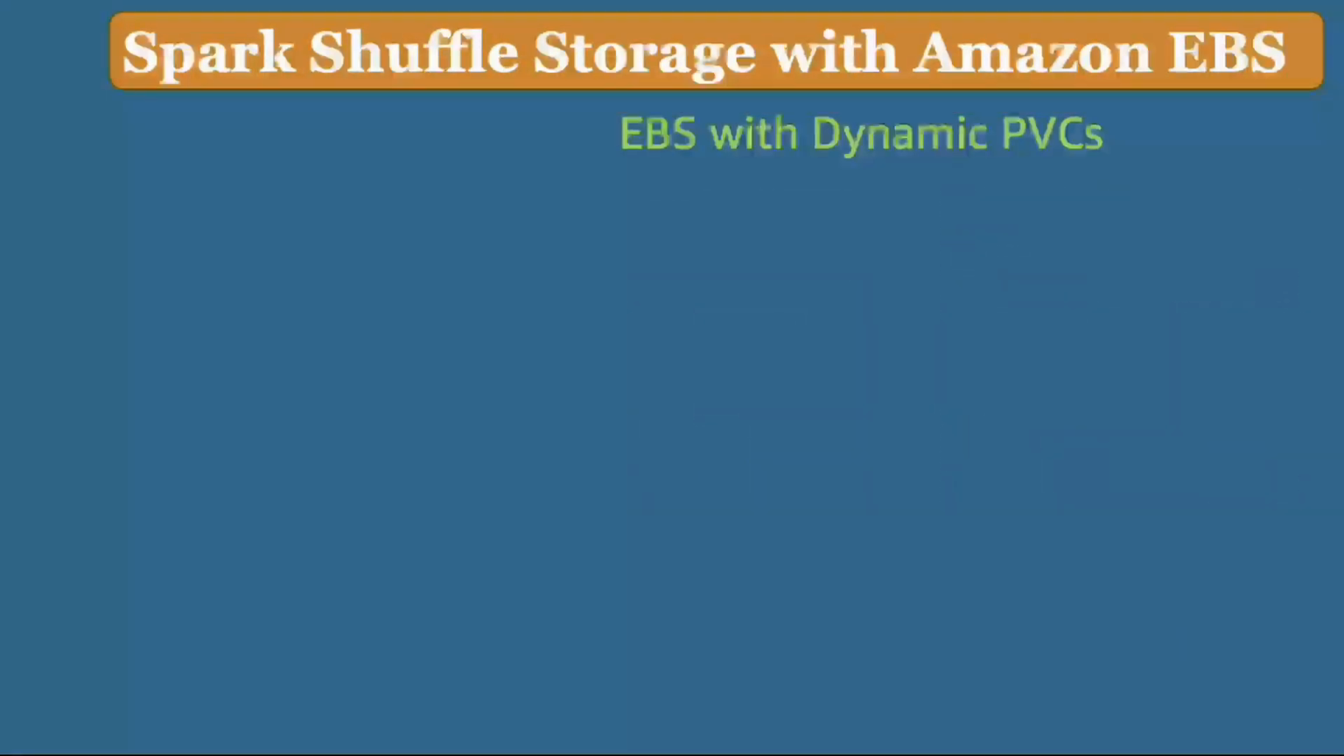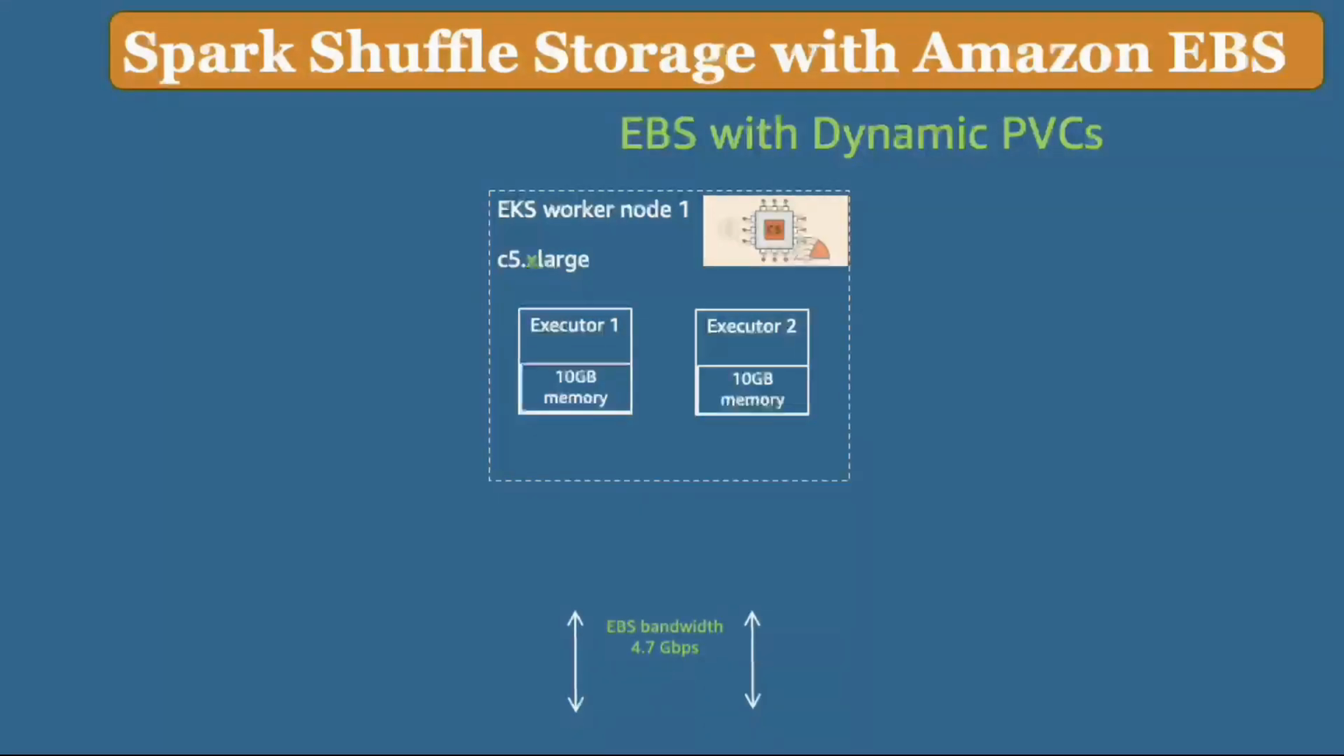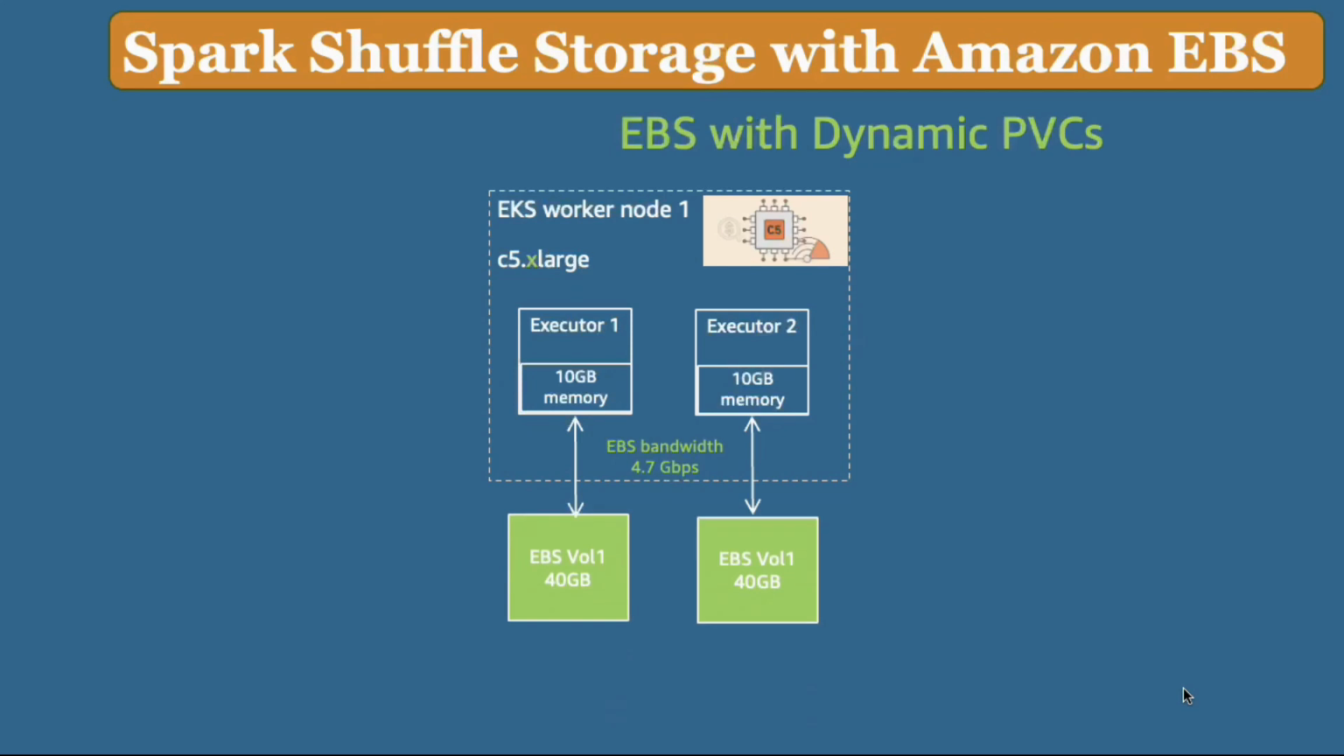Then there is one more option if you want to use Amazon EBS for the dynamic allocation of the PVs and PVCs. In this case, we have one worker node which is C5.xlarge. This is not a specialized instance type like earlier where we have C5D.xlarge, but this is a normal Nitro instance, C5.xlarge. And here some executor pods are running with 10 GB of memory, and they require, for example, EBS throughput of 4.7 Gbps, and they will allocate the PVs and PVCs dynamically through the CSI driver for the EBS, and two EBS volumes are allocated, each of size 40 GB.